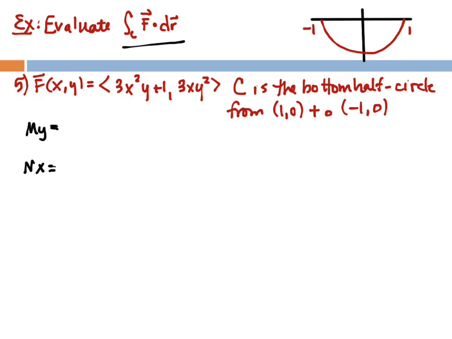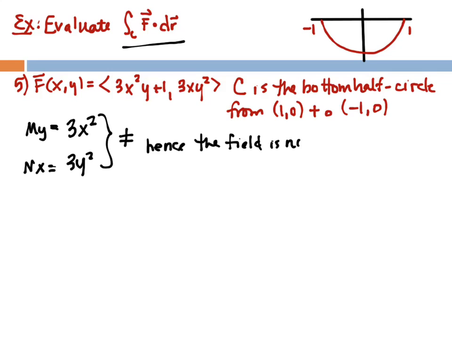So what is m sub y? 3x squared looks good. And n sub x? 3y squared. And what happened? They don't equal. So just because we have this new property doesn't mean that everything follows it, right? We can't always use the potential function because it doesn't always work. I don't always have a conservative field. So these are not equal. Hence, the field is not conservative. And if the field is not conservative, we need to parameterize.